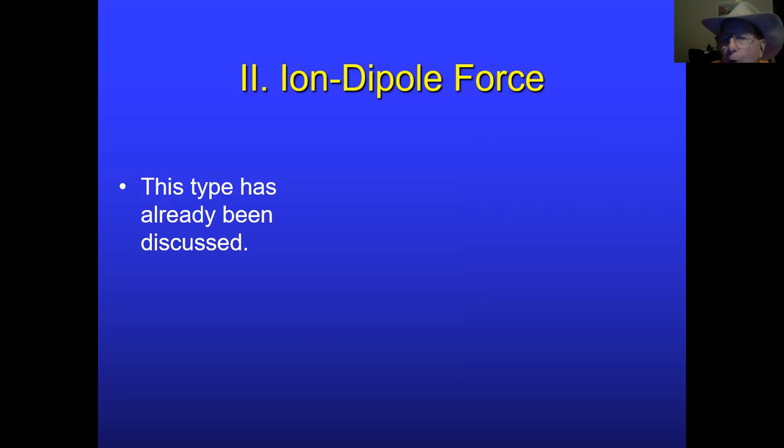So ion dipole forces are going to be stronger because an ion has a permanent charge that is all its own. Whereas with dipoles, there is that little bit of time when the electron spends around the positive end, and that diminishes the charge a little bit.